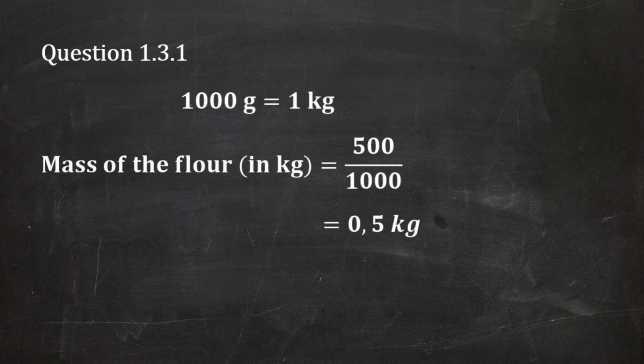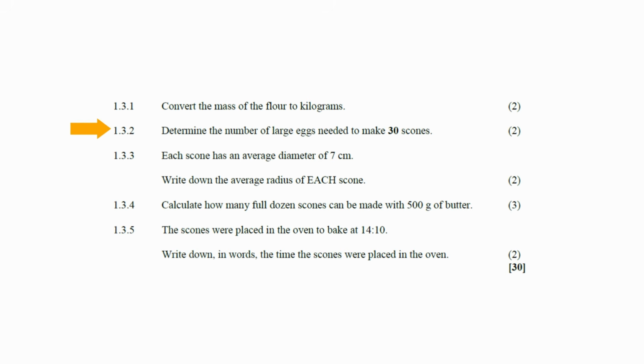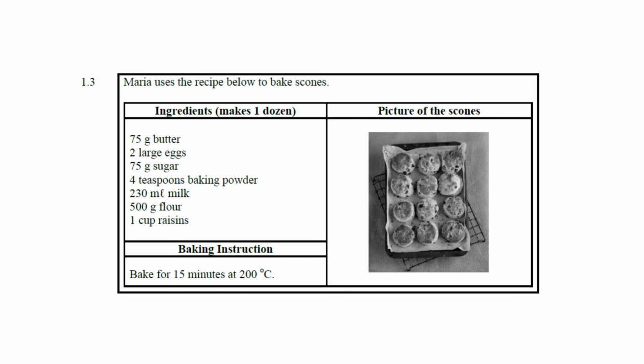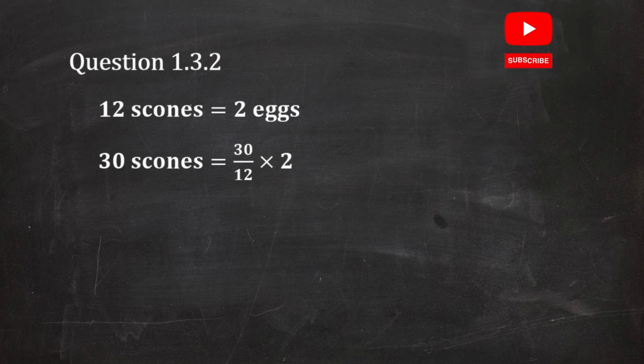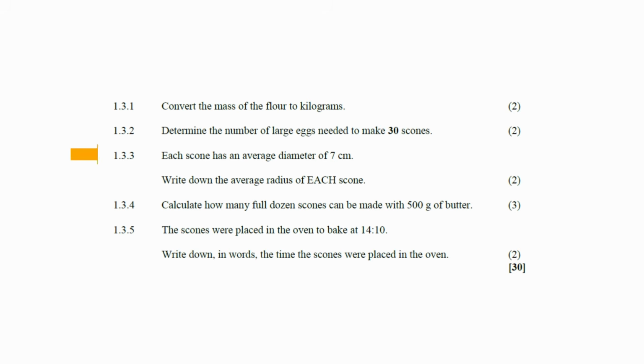In question 1.3.2, you have to determine the number of large eggs needed to make 30 scones. For the ingredients listed here, the number of scones you can make is 1 dozen. Now you should recall that a dozen equals 12, and you have 2 large eggs for this recipe. So the number of eggs needed to make 30 scones is 30 divided by 12, then multiplied by 2, and this equals 5 eggs.